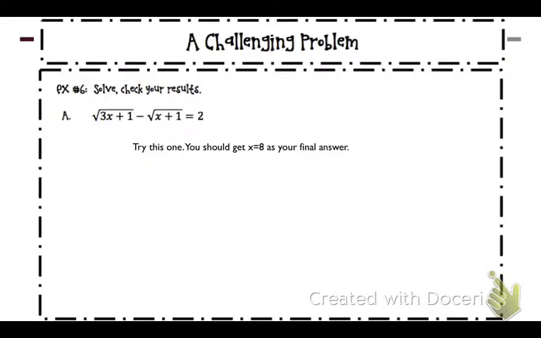Okay. I want you guys to try this one. You should get x equals 8 as your final answer. Just remember, isolate the radical first. So isolate the 3x plus 1 radical first. Square both sides, and then isolate the x plus 1 radical. Square both sides again, and then you'll have to factor that down.